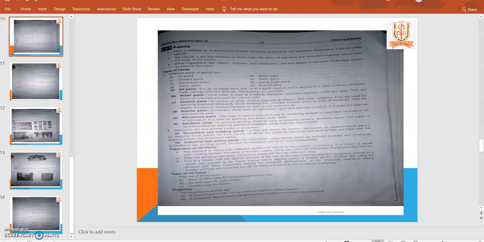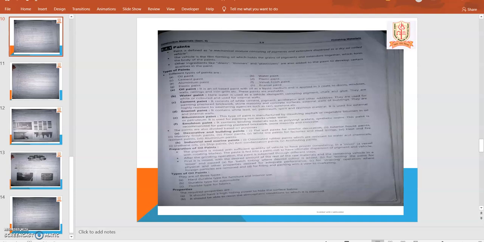So following are the types of paints. First, oil paint and water paint. These are basically two main types of paints. Then cement paint, plastic paint, aluminium paint, velvet finish, then elastic paint and enamel paints. So first, that is oil paint.